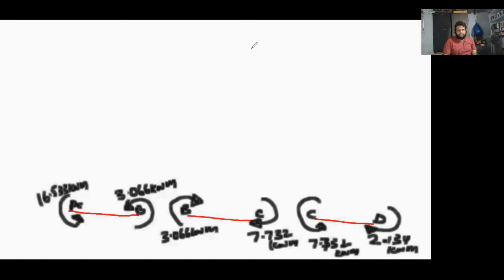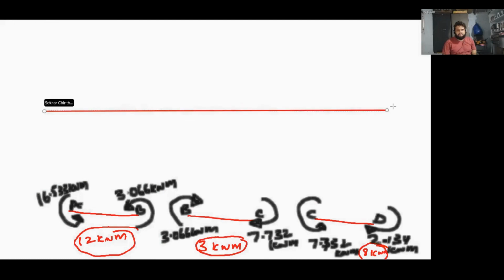So what are the span moments? In AB span it is 12 kilonewton meter. In BC span it is 3 kilonewton meter. In the CD span it is 8 kilonewton meter. Okay, these are the span moments. So just these values are required to plot a bending moment diagram. That's all. Now we'll go for a baseline. So let me take a baseline over here. So this is the baseline.